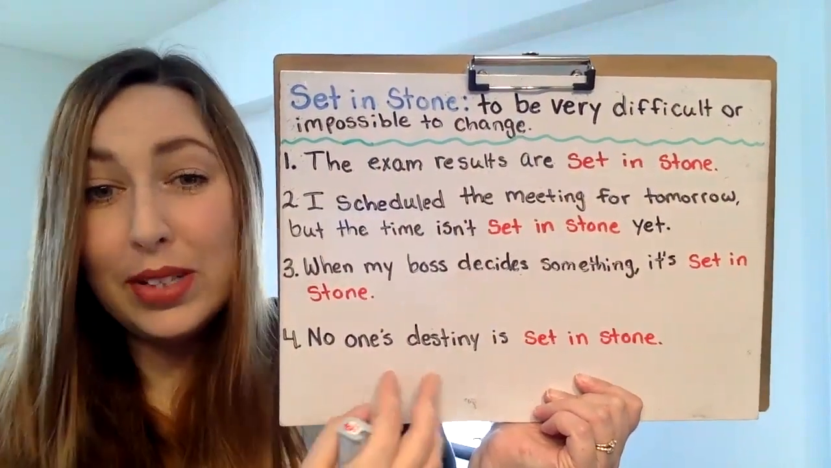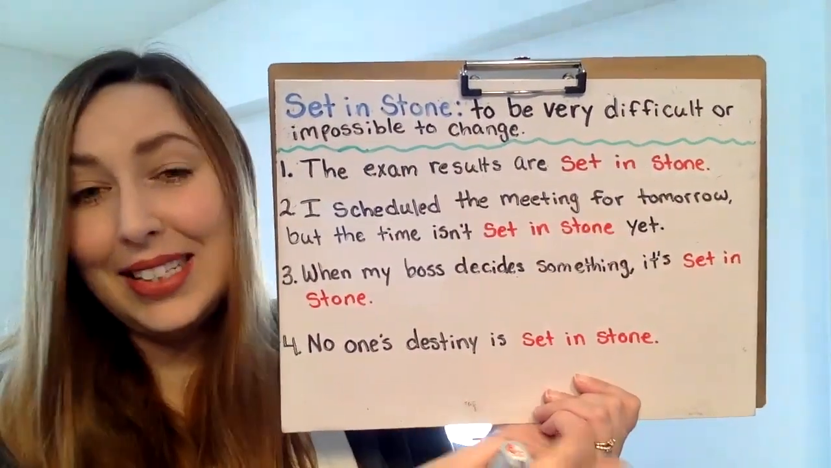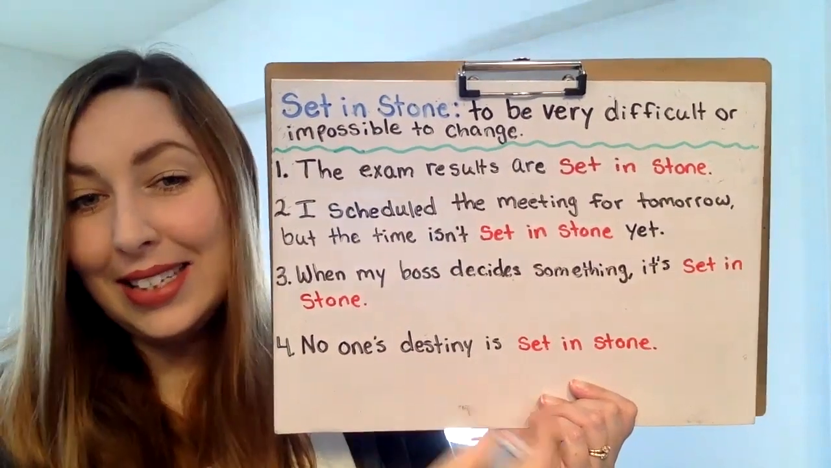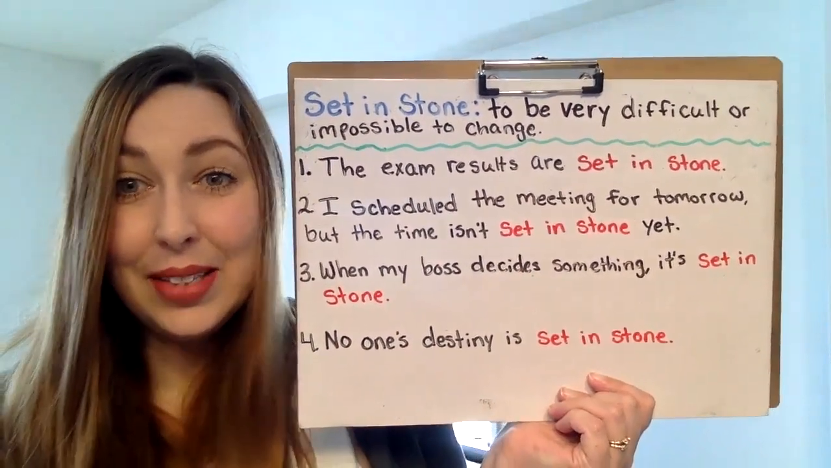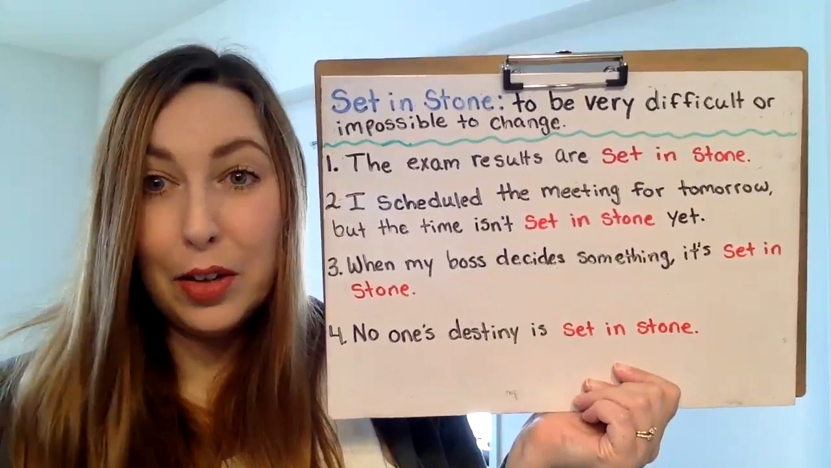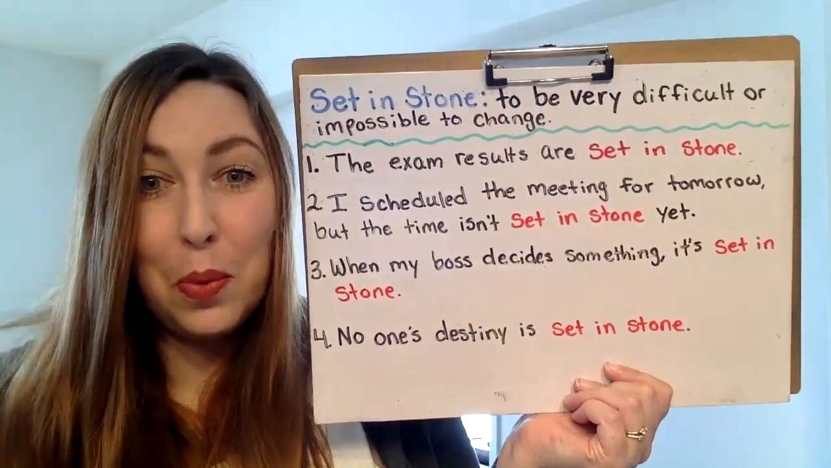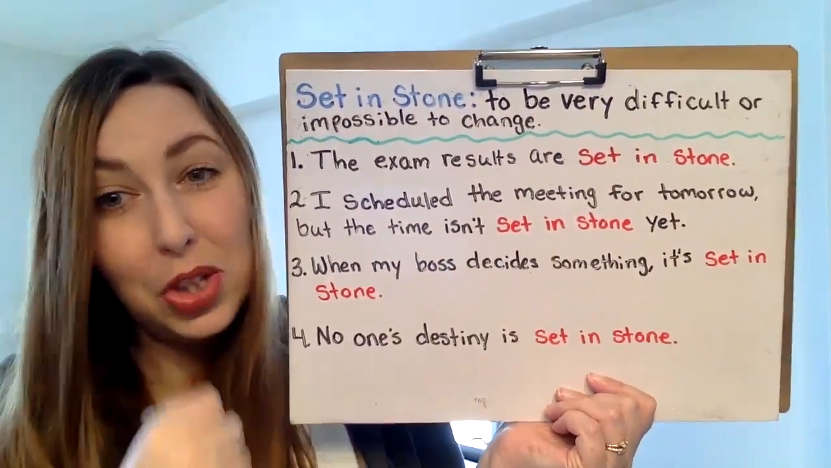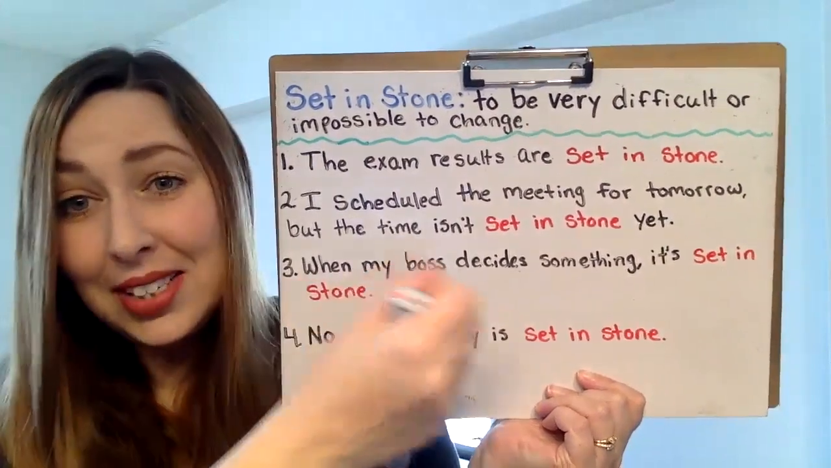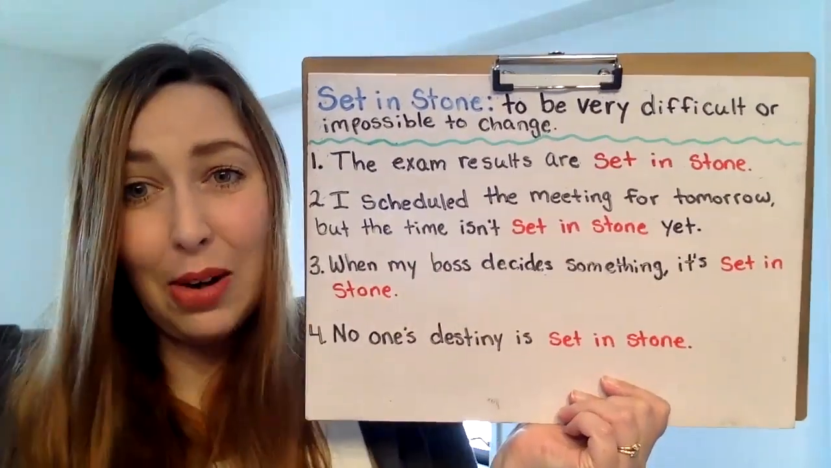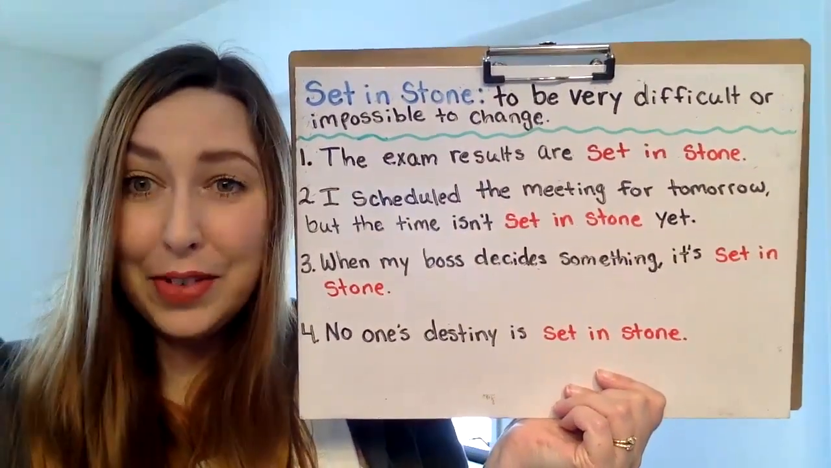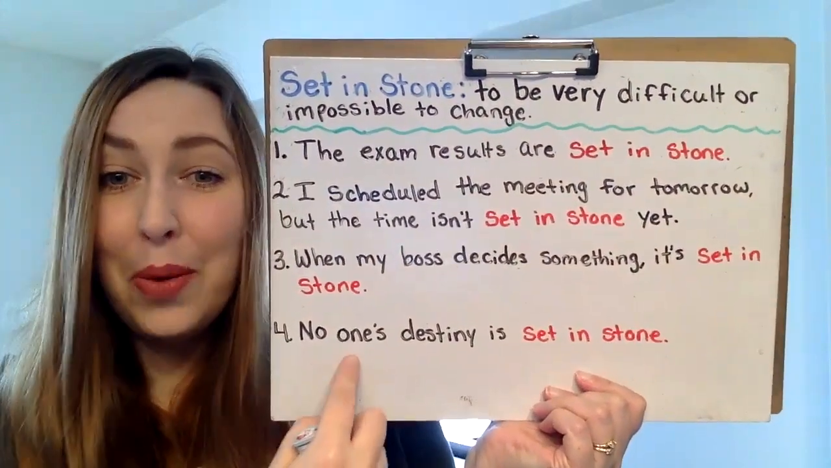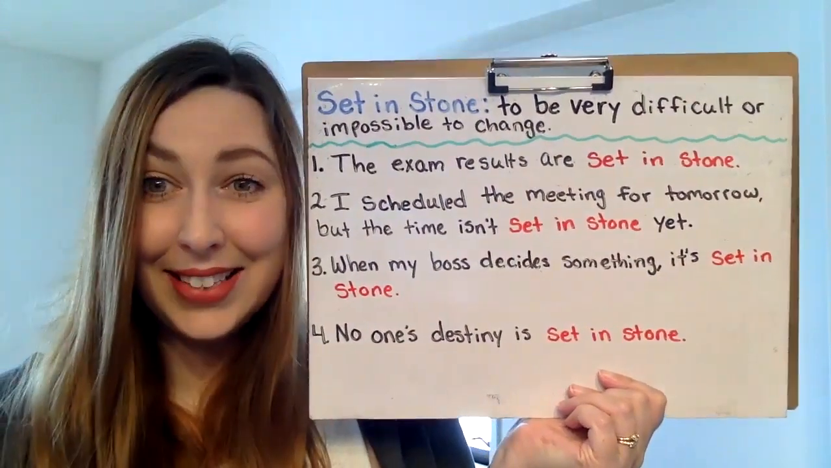So we could say no one's future is set in stone. No one's destiny is set in stone. So we have free will. We can do what we want. So we can make choices and we can change our destiny. We can change our future. We have the power to do so. No one's destiny is set in stone.